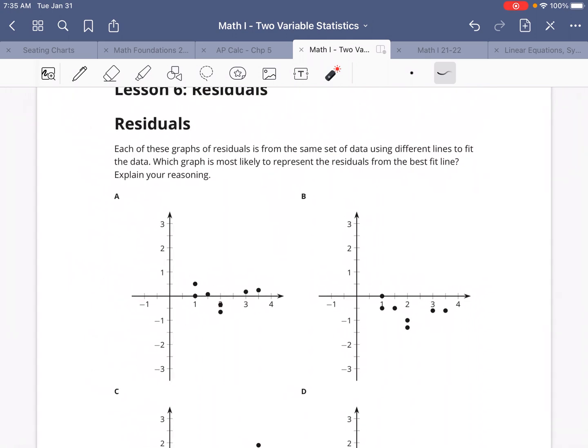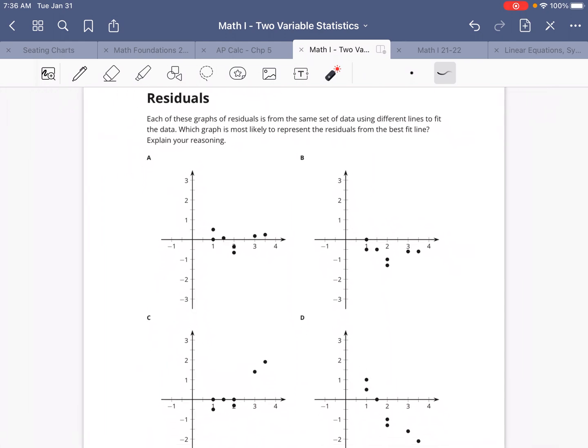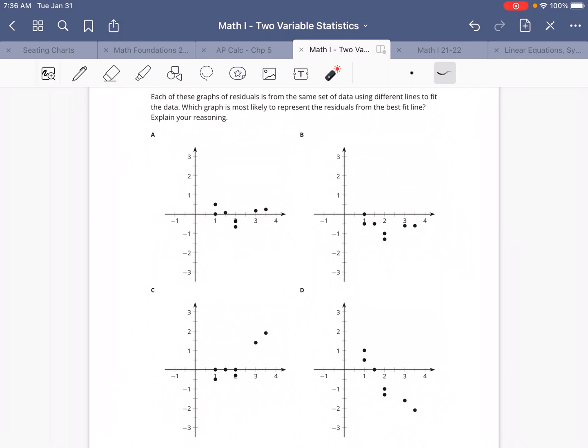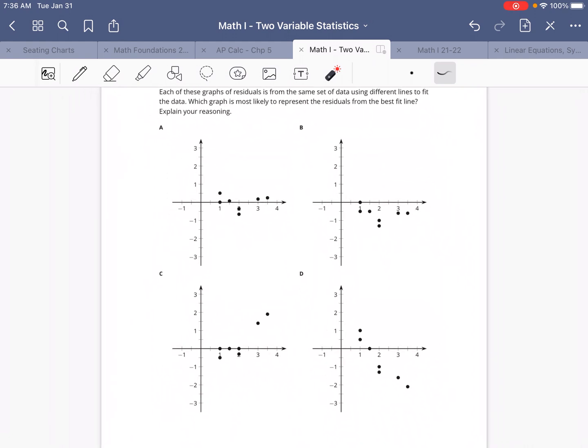Now, remember what I said. The better the fit your line is, the smaller your residuals are, because the points are closer to the line. So, as you're looking at this, which graph is most likely to represent the residuals from the best fit line? Again, the best fit line would have the smallest residuals. So looking at the 4 charts, look for the ones that have the smallest residuals.